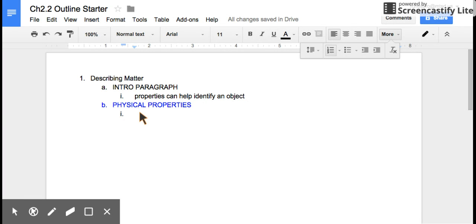Some of the questions shown above help the asker gather information about color, is it orange, odor, does it have an odor, and mass and volume. Could I hold it in my hand? Each of these properties is a physical property of matter.